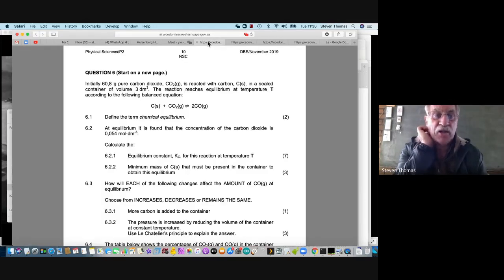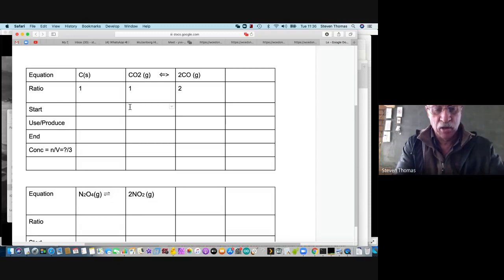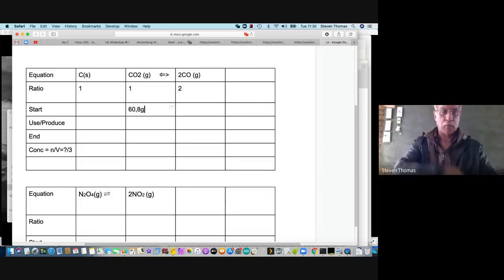Yes, sir. Now let's go and have a look at what did they tell us we started with. Initially, 60,8 grams of pure carbon dioxide. 60,8. So let's go back to the table. So under the carbon dioxide, 60,8 grams is what we started with.